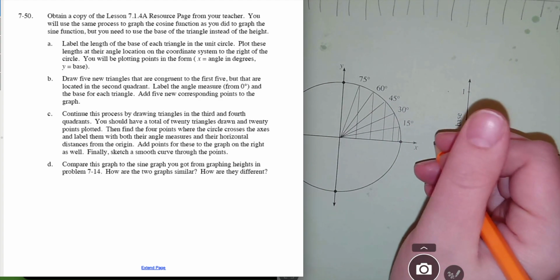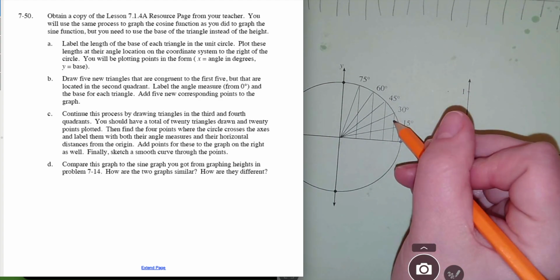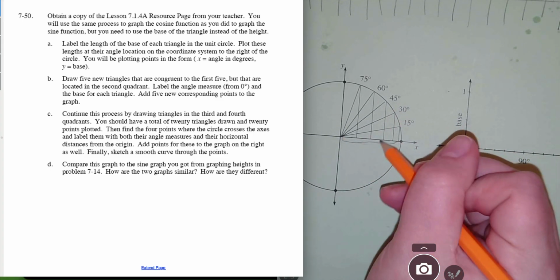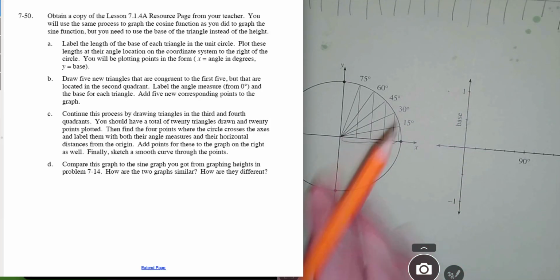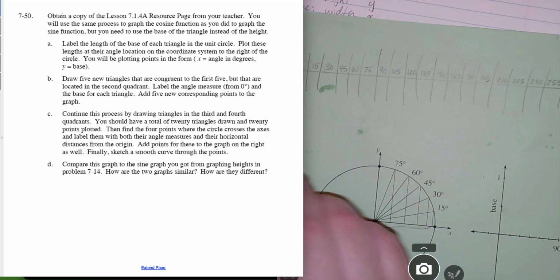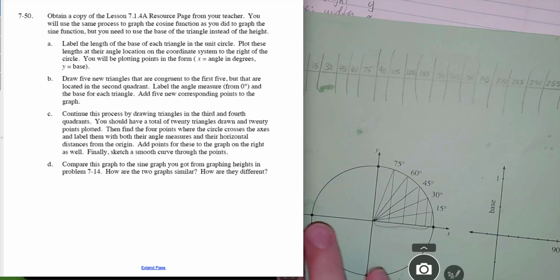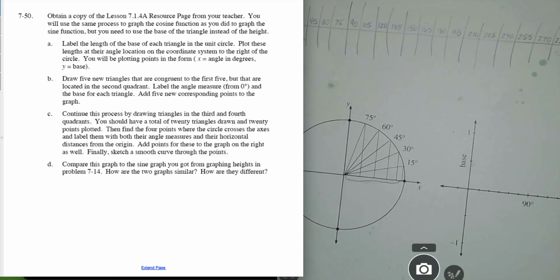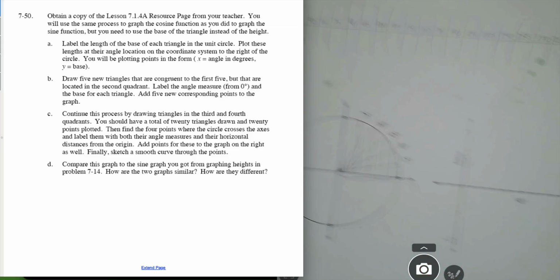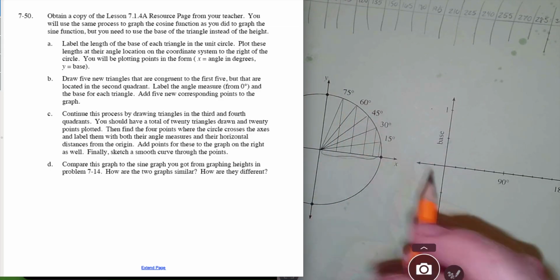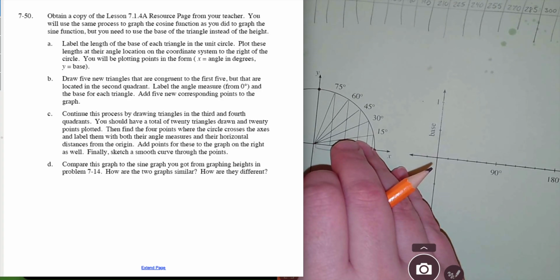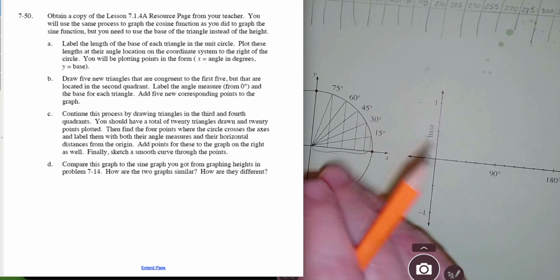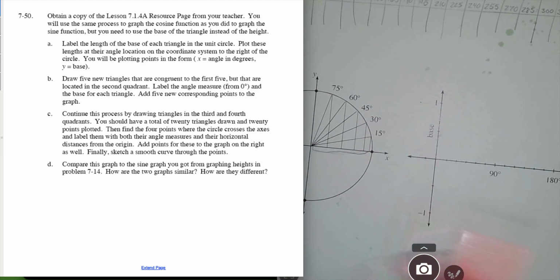Now, we want to find the length of each of the bases of these triangles inside the unit circle. So I want to find this length, then this length, then that one, then that one, then that one. Now, I made a really big table, just like we did the other day, on the top of my paper. So I'm going in 15-degree increments all along the top. Okay. So it says, label the length of the base of each triangle on the unit circle. Plot these lengths at their angle location on the coordinate system to the right of the circle. You'll be plotting the points in the form x equals angle in degrees and y equals that base length.